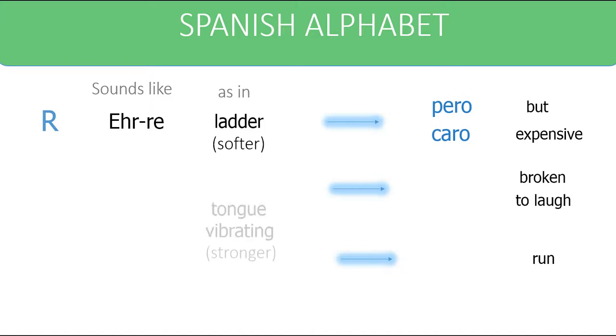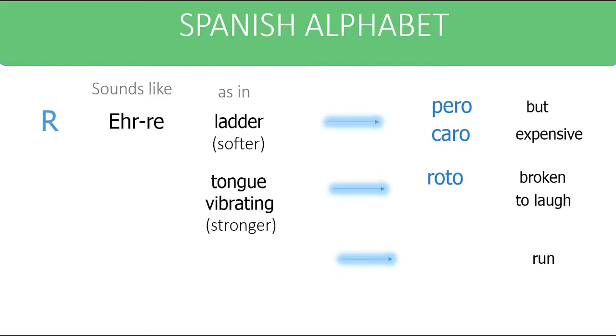So next we have the stronger sound, which is our tongue vibrating, doing this sound R. I know it's very difficult for English speakers to do this pronunciation, but with practice and time, you will eventually get it. An example of this will be the word roto, that means broken. Another example is the word reír, which means to laugh.